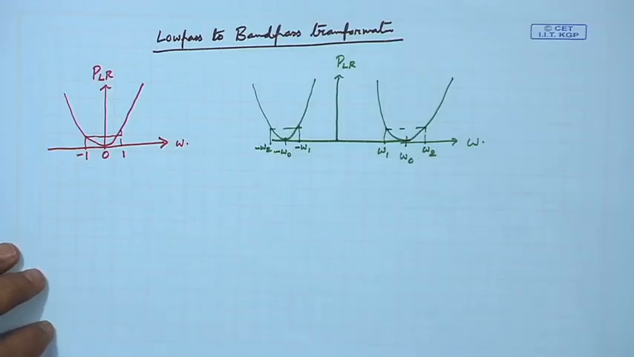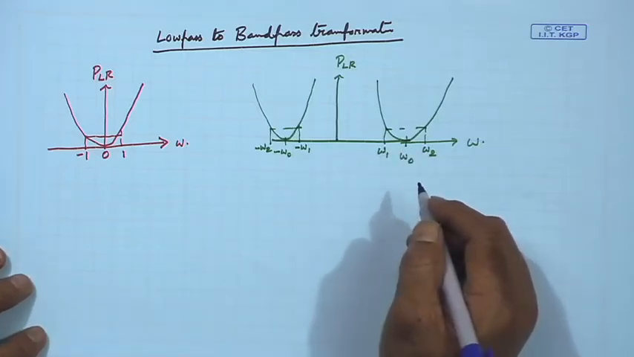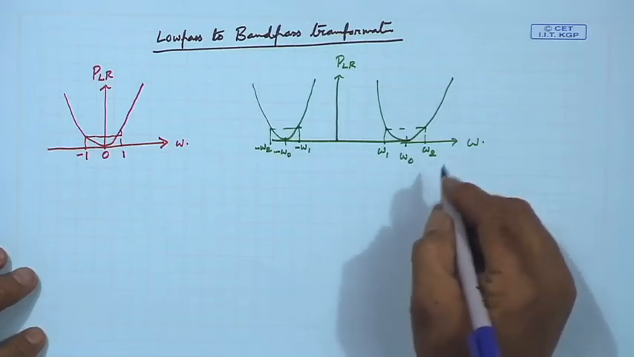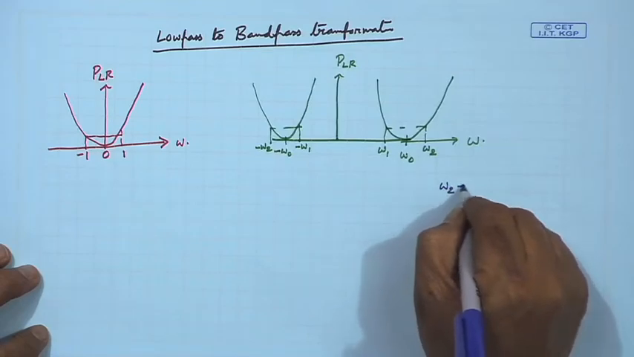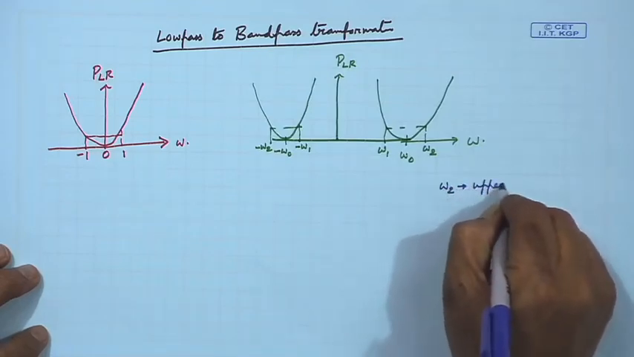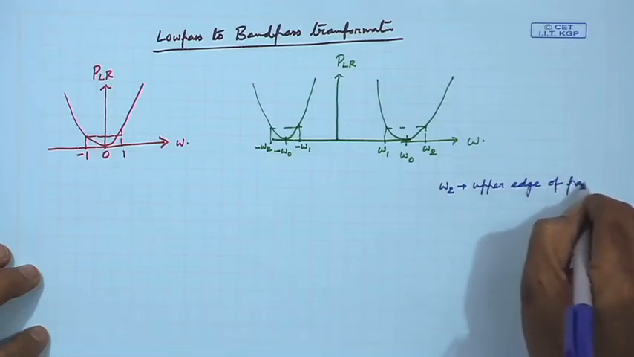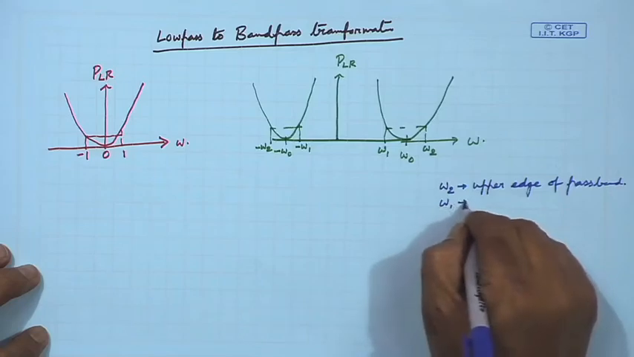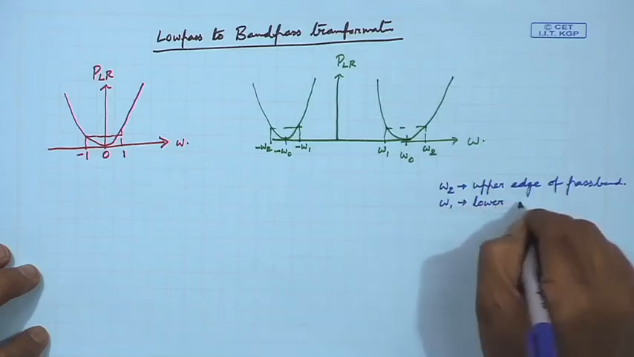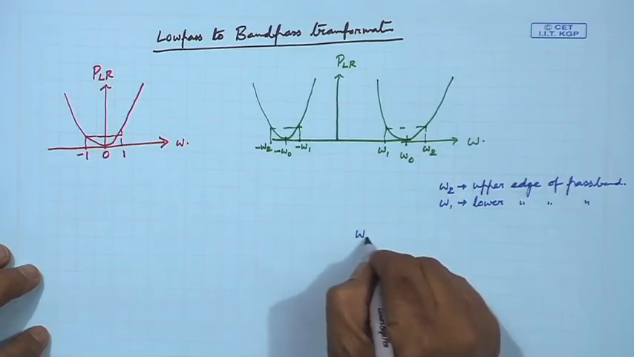Now, for this we want to find out what is omega 1. Omega 1 and omega 2 are the edges of the pass band. So, I can write omega 2 is the upper edge of the pass band, omega 1 is the lower edge of the pass band, and omega naught.